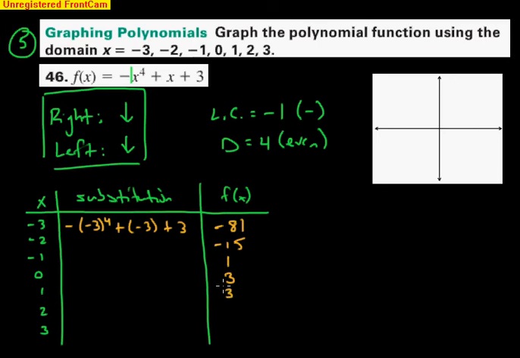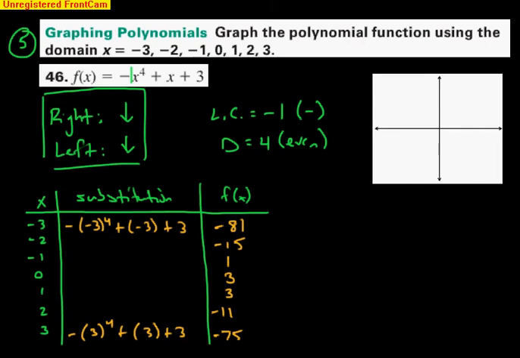Then I'll change the 1's into 2's. Negative 11. And I'll change the 2's into 3's. Negative 75. Okay, so there are the values, and again, I'll go ahead and throw that last one in there. Negative 3 to the fourth plus 3 plus 3. Okay, that would be the substitution for the last one.